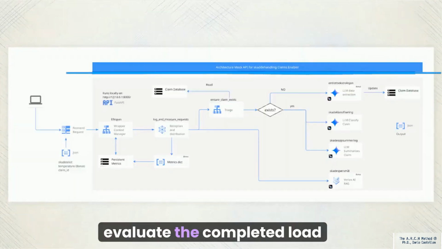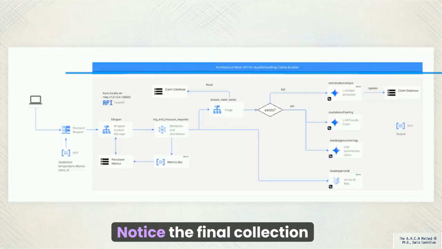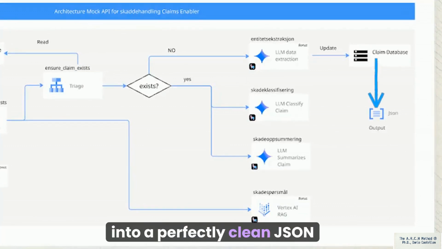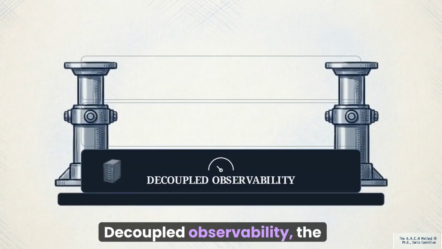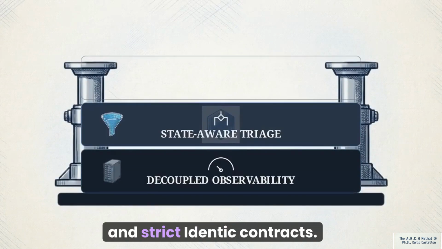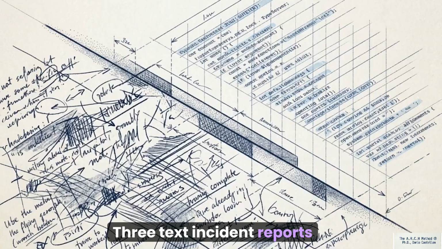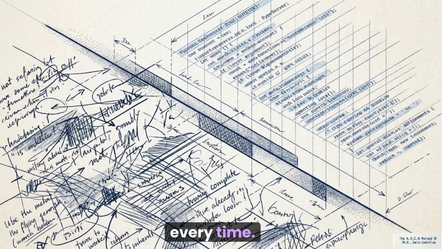Zooming out, we can evaluate the completed load path from end to end. Notice the final collection point. Despite the probabilistic nature of the language models, every single execution path converges into a perfectly clean JSON output. 3 distinct layers make this possible: decoupled observability, the state-aware triage module, and strict pydantic contracts. Backed by a NoSQL document database pattern, the system executes rapid read and write cycles without stalling on schema locks. Text incident reports are inherently chaotic. This pipeline systematically strips away that unpredictability, yielding a deterministic API response every time.